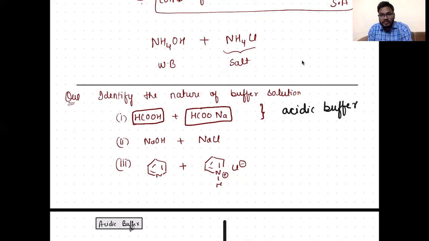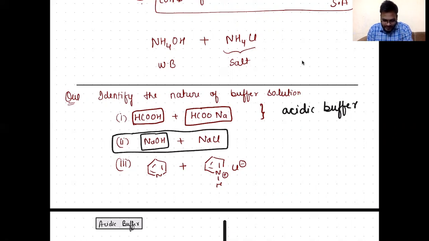What about the second one? The second one is given as NaOH. What is NaOH? NaOH is a strong base. What we had studied is that the base or acid should be weak. So this combination, a strong base with its salt, will not act as a buffer. This is not a buffer solution.